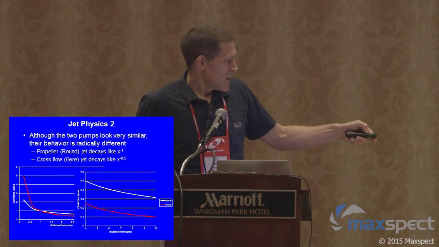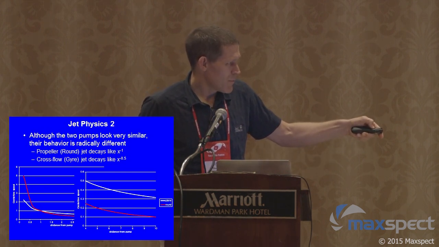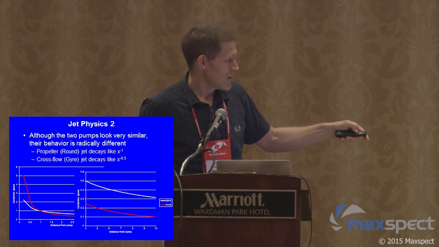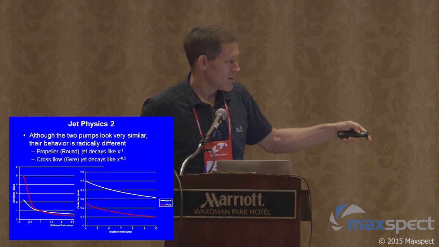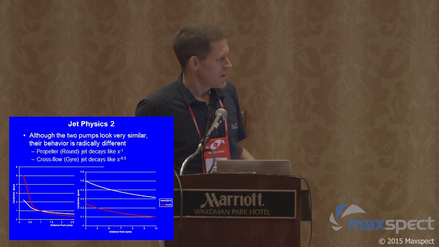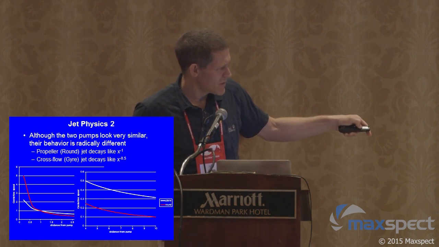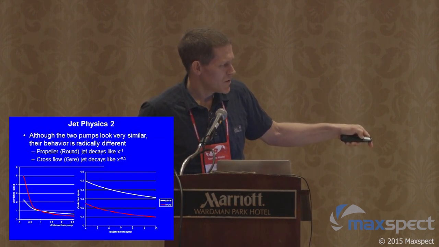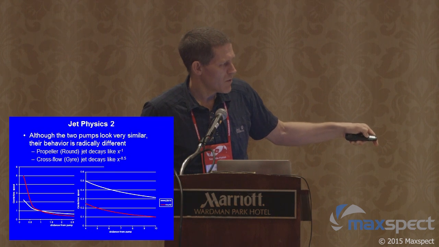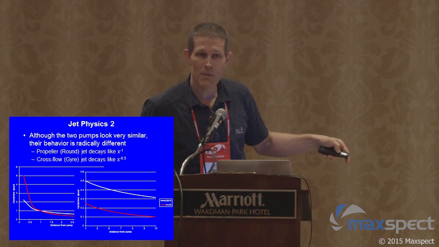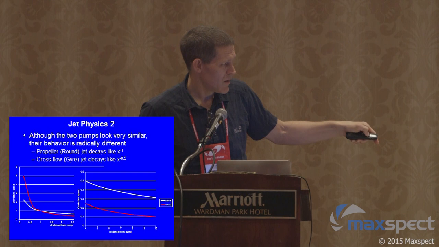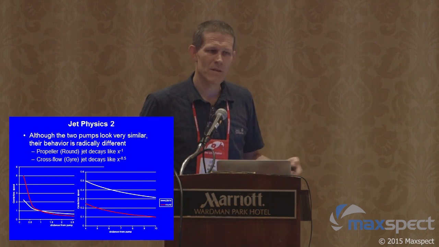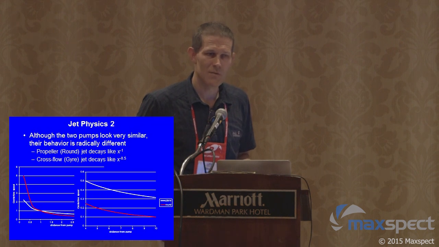All right, if that crosses your eyes, let me make it more accessible. The red line here represents the round pump or the propeller type pump, and the white line represents the cross flow or gyre or sheet type pump. What I'm plotting on the horizontal is distance from the pump outlet, and on the vertical is the center line speed. That would be the maximum speed that the pump delivers.